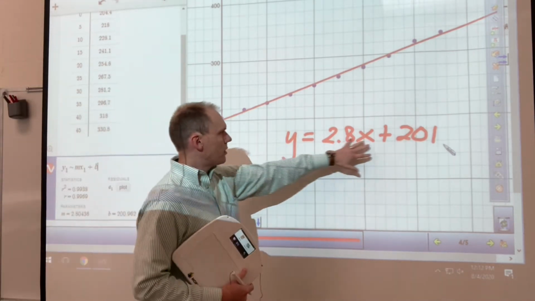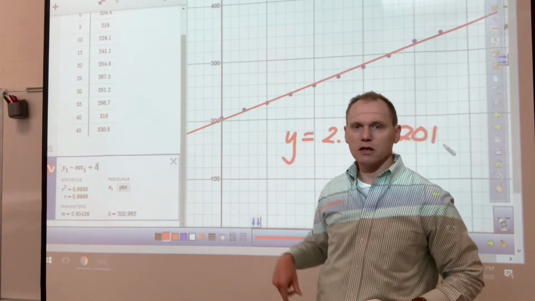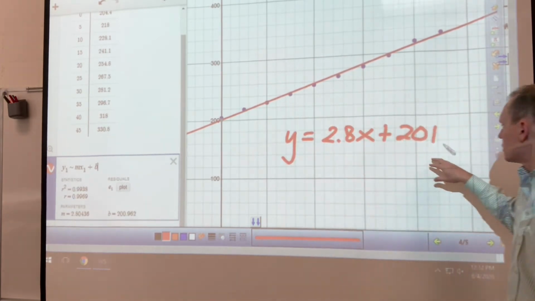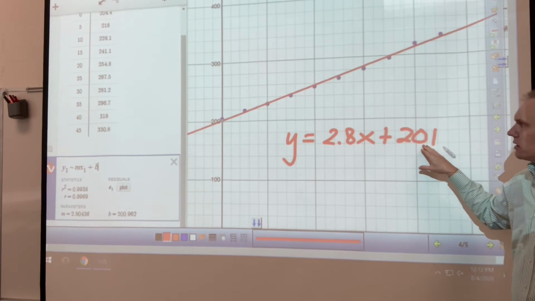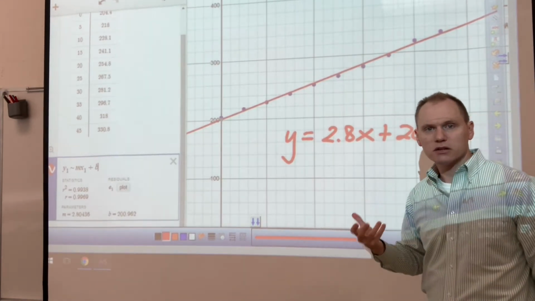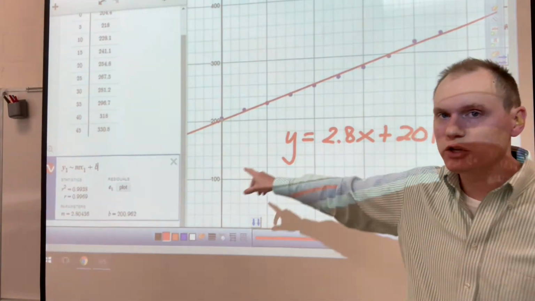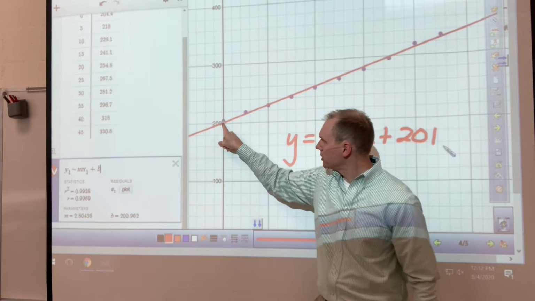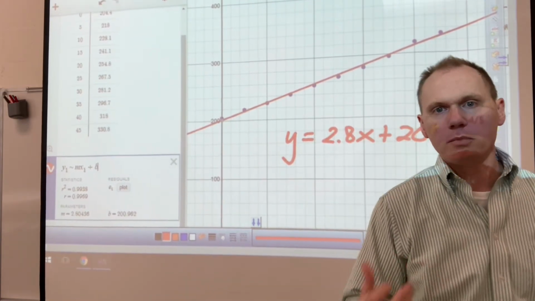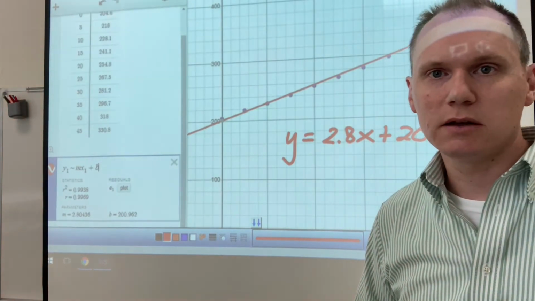So let's think about what both of these mean. Okay, again, this is years since 1970. So 201 is probably our predicted value for what the population was back in 1970. Now we actually know that the value was a little bit more than that, but that would be our predicted value for the initial or starting point back in 1970.